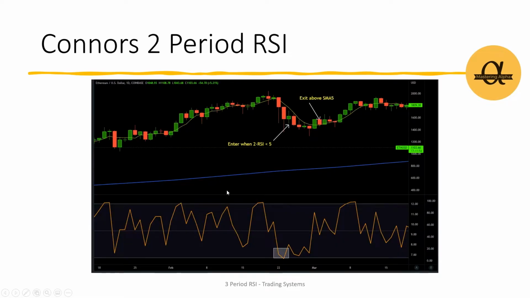So I'll just show how this looks, right? Here is RSI at the bottom. Now I have modified this. This is not a regular 14 period RSI. This is a 2 period RSI. And this level is 5. As soon as it went below, this was the candle when it went below. He waited for the close and entered. And then he exited when the price closed above. So this was the candle when price closed. So this is where he exited.